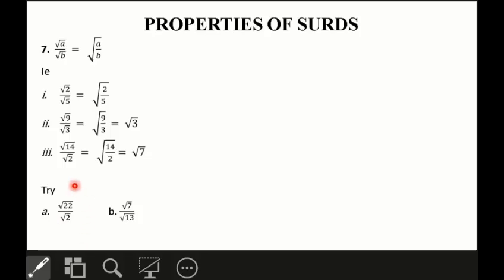So for the first one over here, when you find this, you are going to get the root of 22 on 2, right? And 22 on 2 is going to give us 11. So the whole of this expression is going to give us the root of what? 11. When we come to this expression, you are going to get 7 divided by 13. Then you give it a common square root. Because it cannot be simplified further, we maintain it in that form.